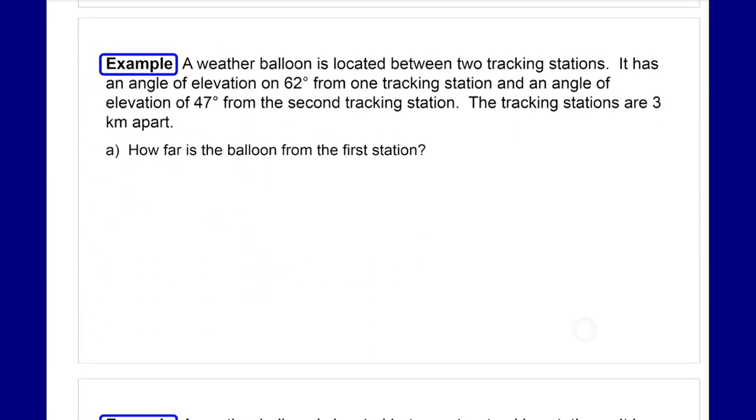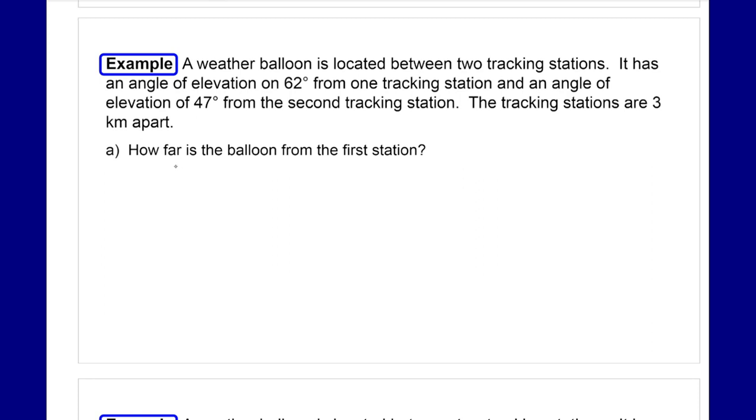Next, we're just going to look at two word problems just to kind of get used to the idea of visualizing a triangle. So a weather balloon is located between two tracking stations. It has an angle of elevation of 62 degrees from one tracking station and an angle of 47 from the second. The tracking stations are 3 kilometers apart. How far is the balloon from the first station?